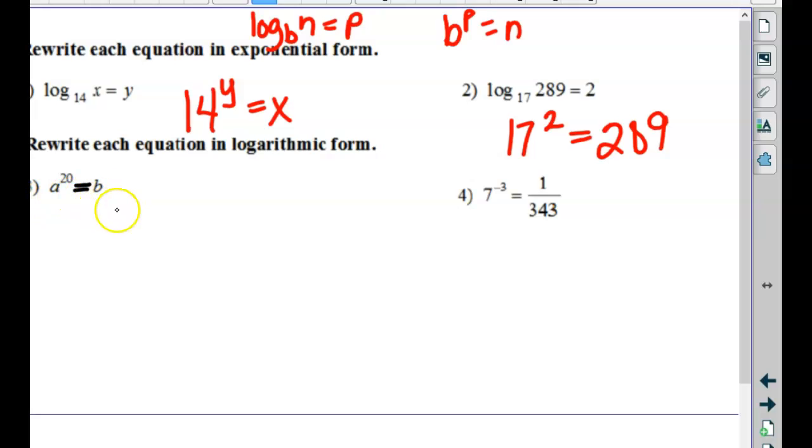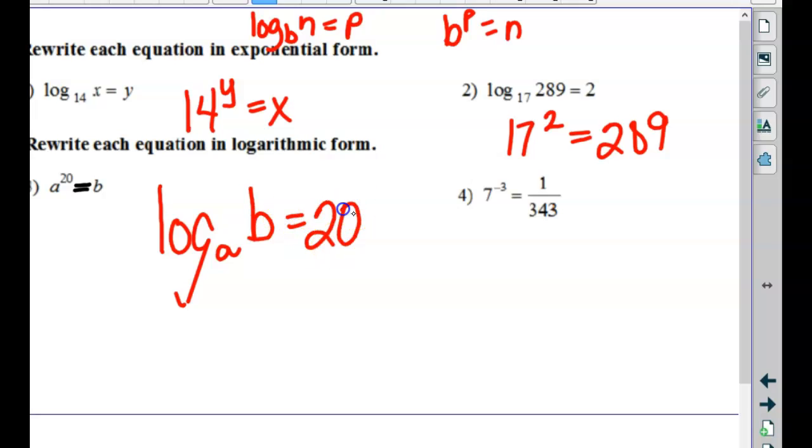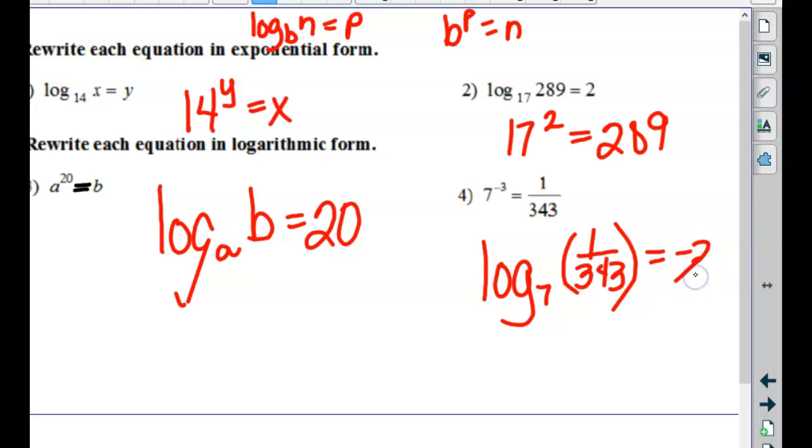What about this one? This means log, what's the base? Well, what was the base here? A, yep. And of the number equals the power, so it's of b equals the power. So this would be log base 7 of 1 over 343 equals negative 3. Whoa. My pen is getting worse.